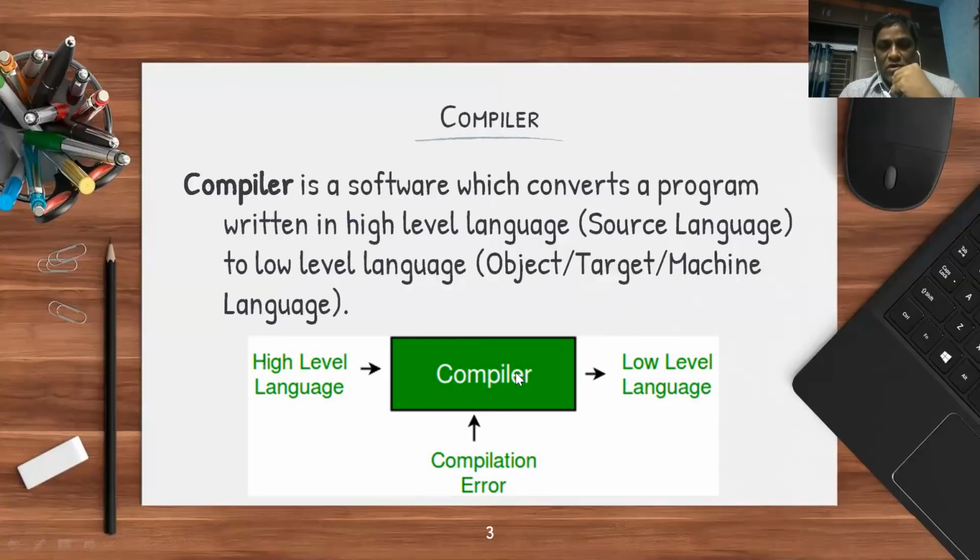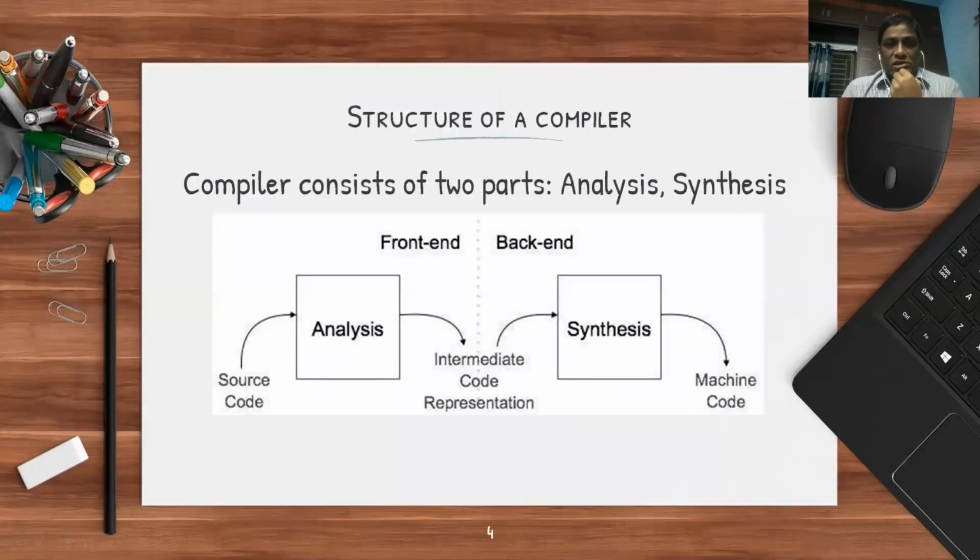But now, how is this operation of converting a high level language into low level language actually done by the compiler? We'll look into this particular part: how exactly this high level language is translated to low level language, what are the different parts of this compiler, and how those parts are grouped into phases, and so on. Okay, now if you look at the structure of a compiler, basically it contains two parts.